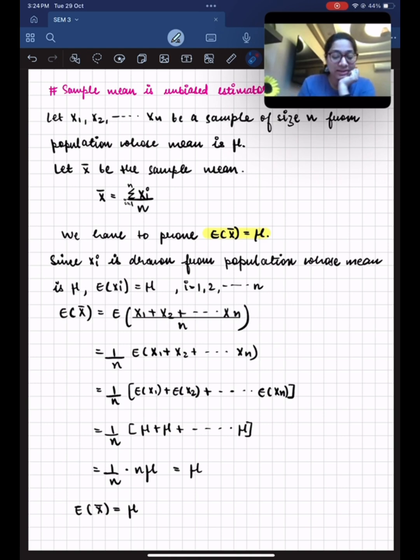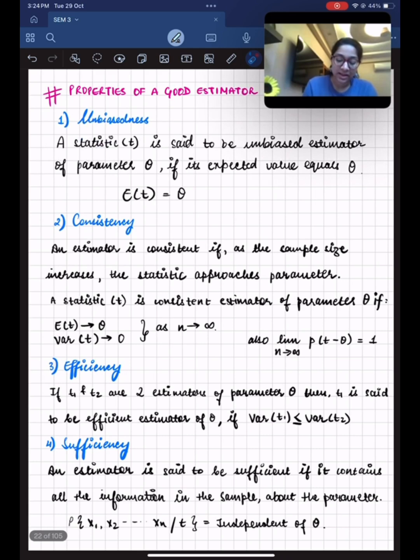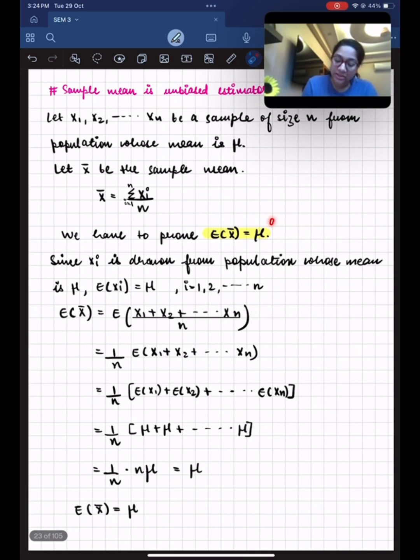So here we can take a sample of size n, and in the sample we have values x1, x2 till xn, from a population whose mean is mu. We'll take x bar to be the sample mean here, and the formula for x bar is x bar equal to summation of xi, where i is equal to 1 to n, divided by n. N is the sample size we have. And we have to prove, as we have already seen, that expectation of x bar is equal to mu. That is, expectation of statistic is equal to parameter.